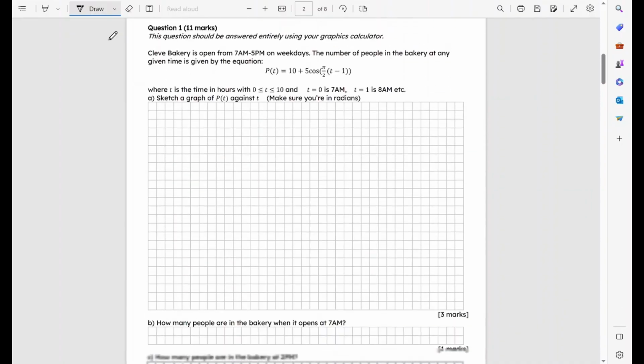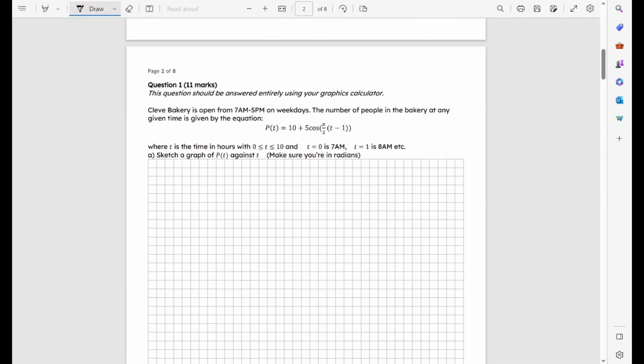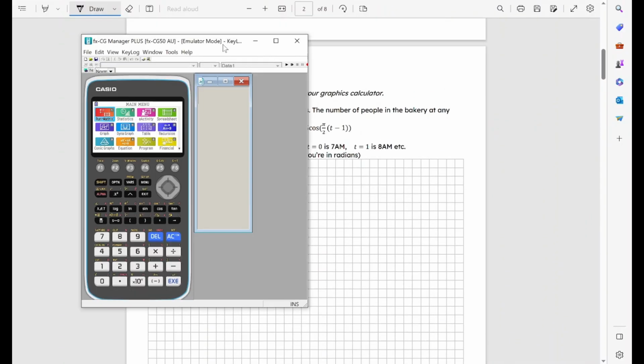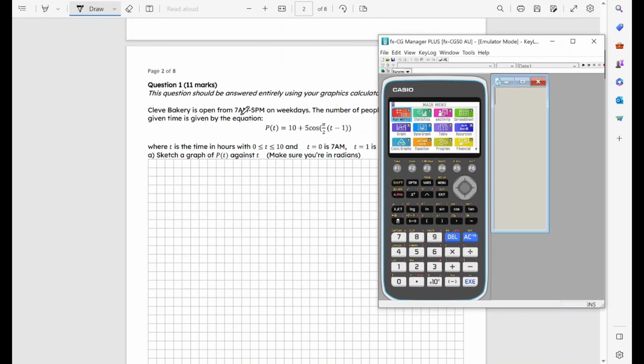Okay, so question 1 is this question about the bakery in Cleve, and it's about when the bakery should be open. So we're open from 7 a.m. to 5 p.m. and it's modeling how many people are in that bakery at any given time. So we're going to go to our graph, and anytime you see a very wordy question like this, more often than not, you're actually just doing it on your graphing calculator.